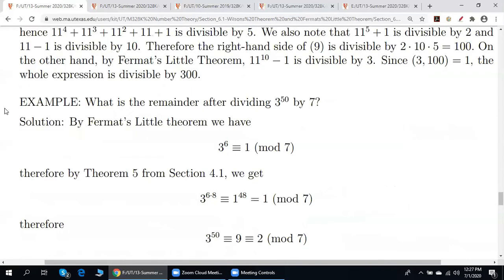please take a look at this. What is the remainder after dividing 3 to the 50th power by 7?